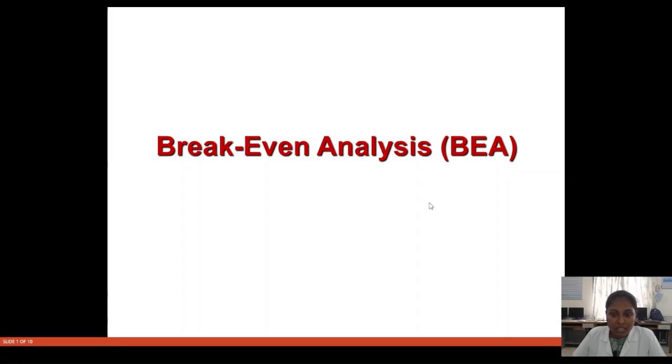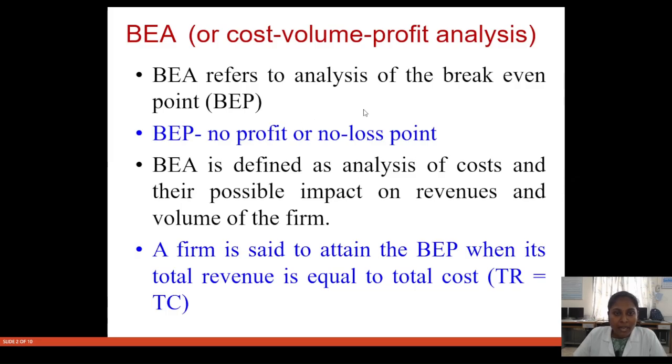A topic: break-even analysis in engineering economics and management. Break-even analysis is otherwise termed as cost-benefit analysis or cost-volume profit analysis, and it is an analysis of the break-even point. The break-even point is nothing but a no profit or no loss point. It is also defined as an analysis of cost and their possible impact on revenues and volume of the firm. The break-even point, shortly termed as BEP, can be determined only when we equate the total revenue to the total cost.